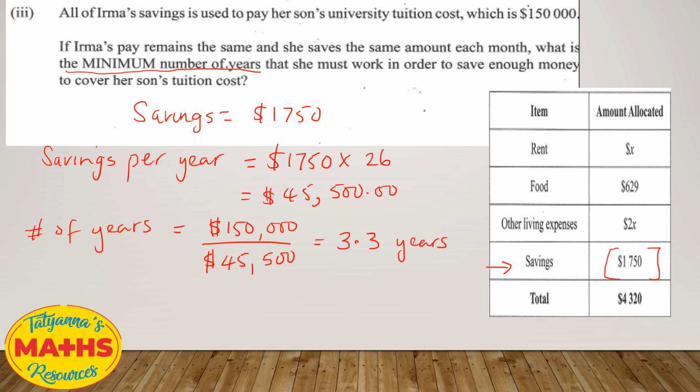So remember, they asked for the minimum number of years. So we're going to round that off, or we're going to say the minimum would be 4 years for her to get her target, her son's university tuition cost of $150,000. 4 years. Okay.